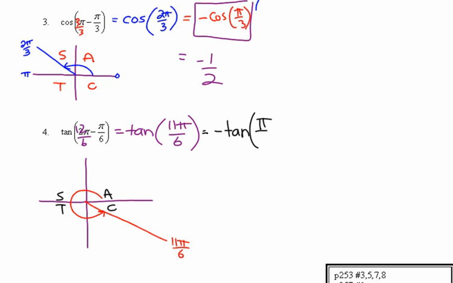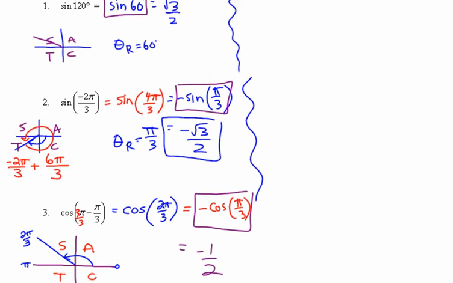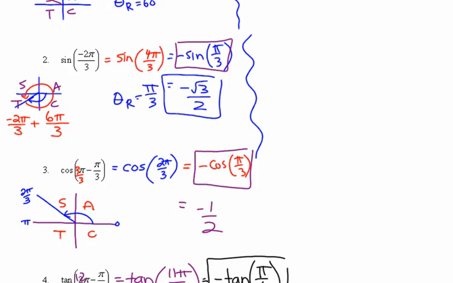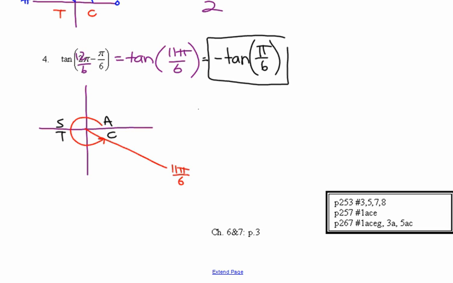You're getting it. If it was cos, it would be equivalent to cos of pi over 6. And if we wanted to evaluate it, I'm going to use this triangle here. Tan of pi over 6, tan is opposite over adjacent. So negative 1 over root 3, or negative root 3 over 3 if it's rationalized.